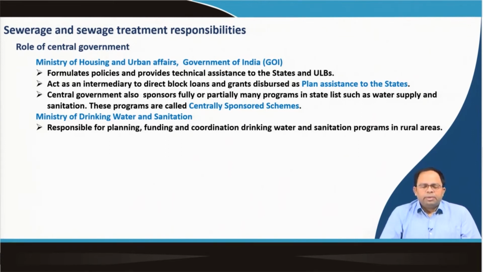And then the central government also supports, fully or partially, many programs in the state list, such as water supply and sanitation, and sometimes directly they will invest, and these are called centrally sponsored schemes. So, this is how the central government plays a role in sewerage and sewage treatment.